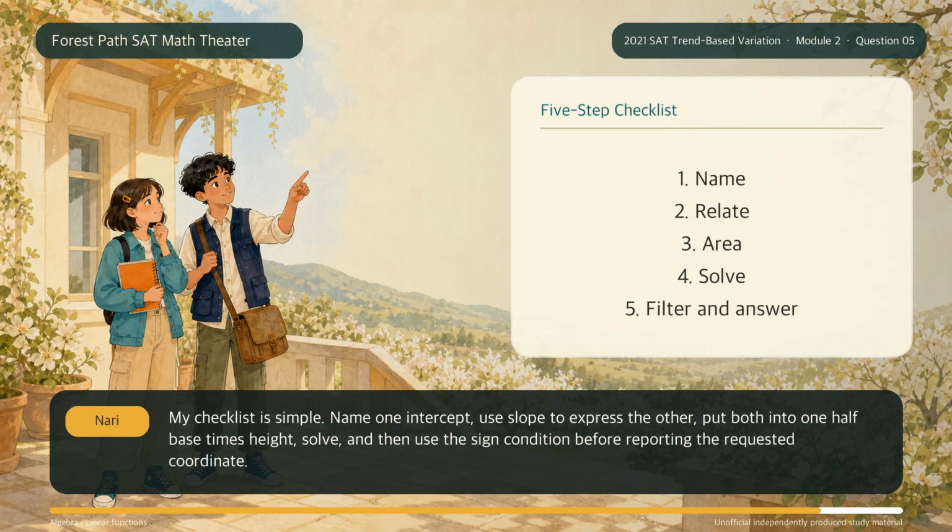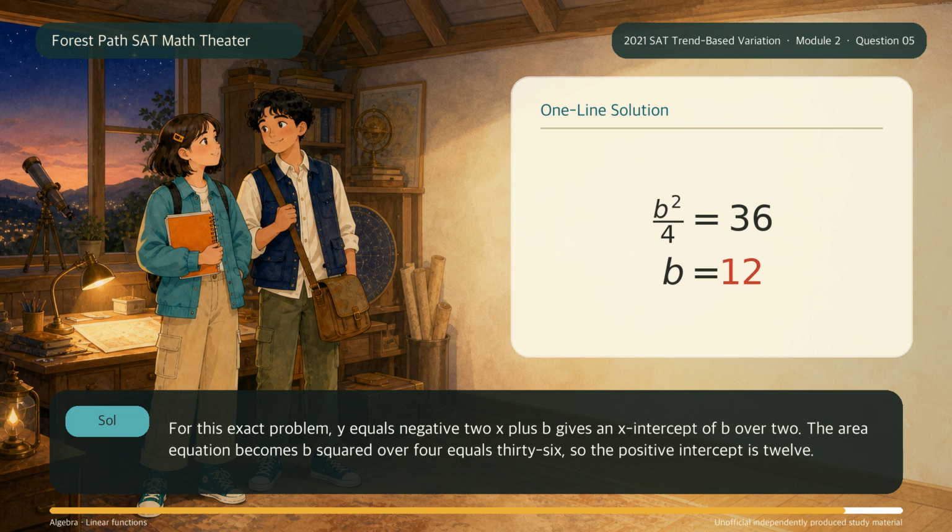My checklist is simple. Name one intercept, use slope to express the other, put both into 1/2 base times height, solve, and then use the sign condition before reporting the requested coordinate. For this exact problem, y equals -2x plus b gives an x-intercept of b over 2. The area equation becomes b squared over 4 equals 36, so the positive intercept is 12.